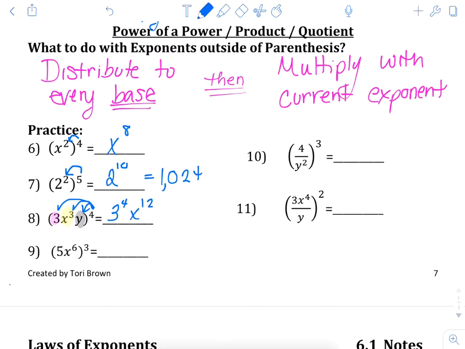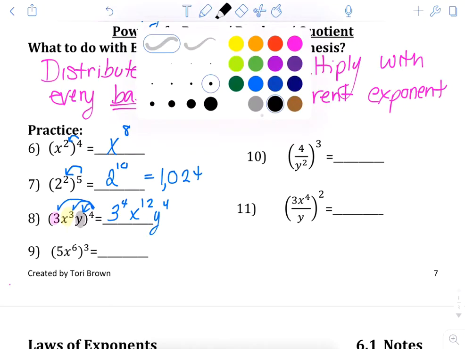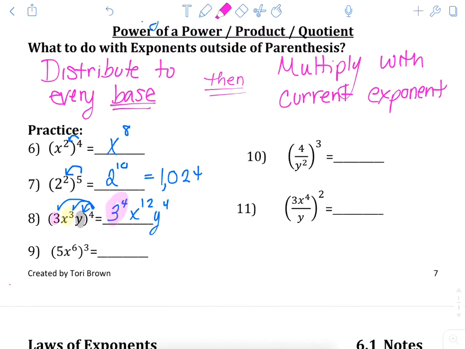And the 4 comes in and multiplies with the exponent on the y. That exponent isn't there, so it's just a 1. 4 times 1 makes 4. Okay? Now, because my 3 still has a number with an exponent, we are going to simplify that one step further. So if I go ahead and do 3 to the 4th power, we get 81. And then we can keep the rest of the numbers to the 12th and to the 4th.